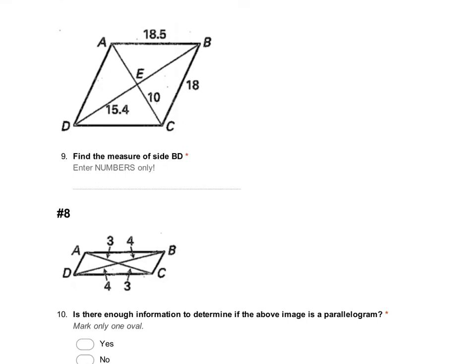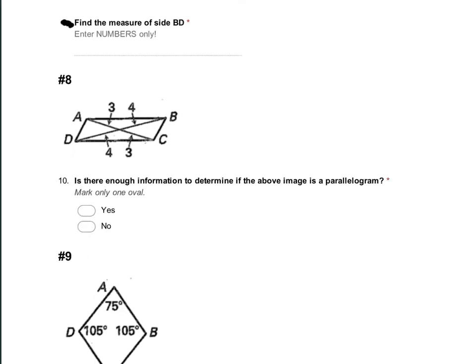Remember our rules about what the diagonals do to each other in a parallelogram. They cut themselves in what? That was number 7. Scroll down here to number 8.